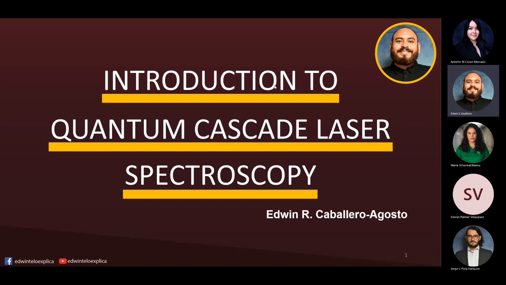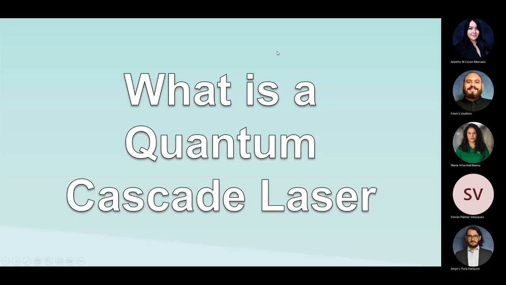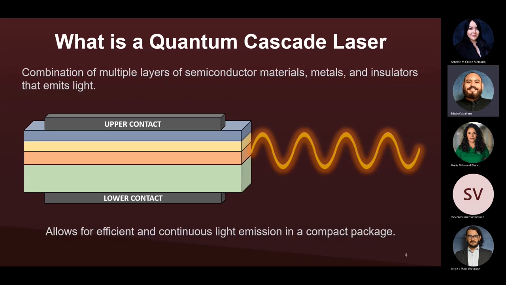What is a quantum cascade laser? Now, basically, let me put this over here. A quantum cascade laser is a device that can generate a beam of light using layers of semiconductors.